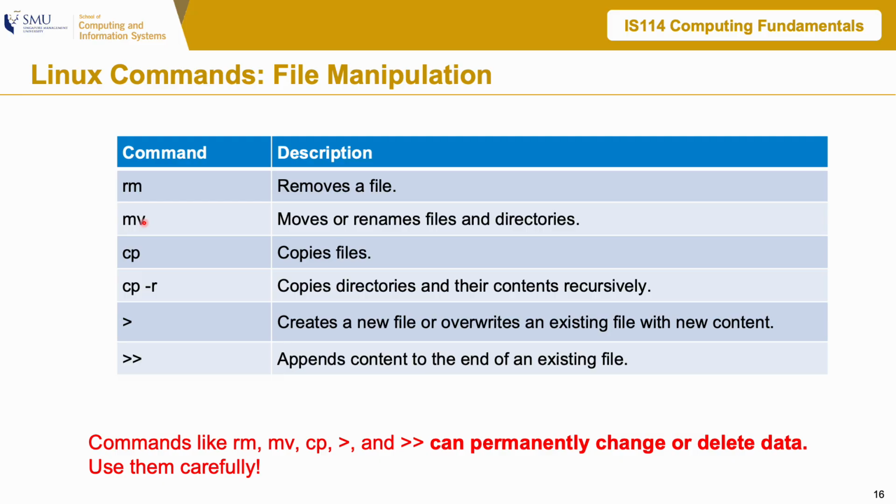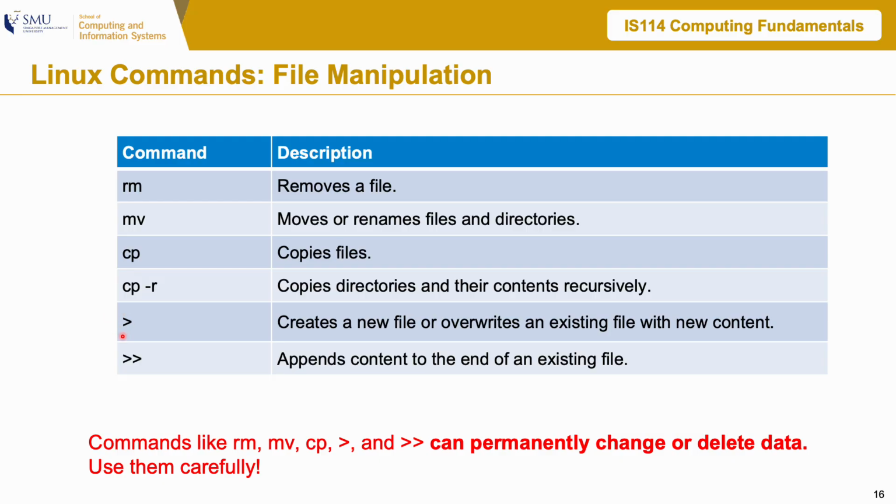mv is used to move a file from one folder to another. It's also used to rename files and folders. cp is used to copy a file. To copy a folder, you need to use the -r option, which tells the command to copy the folder and everything inside it. We have also learned redirection operators to manage a command's output.